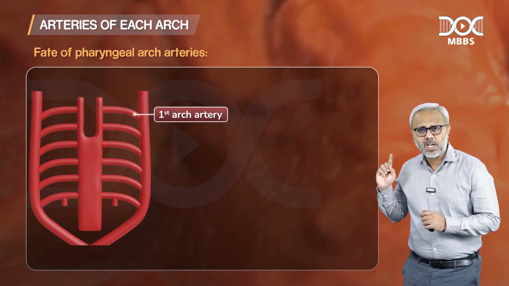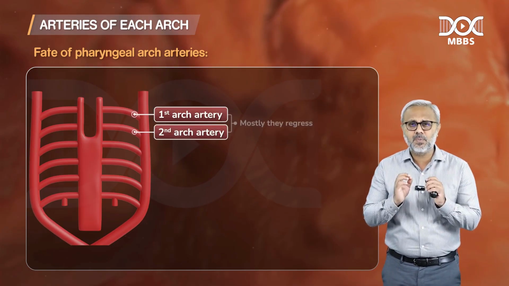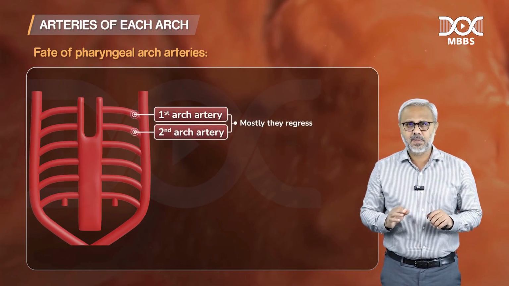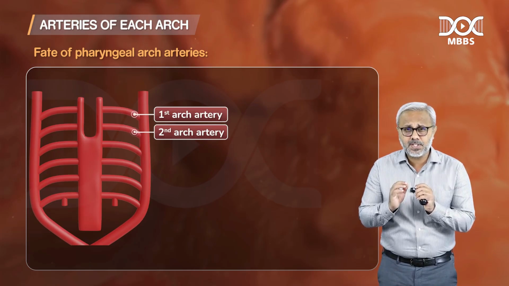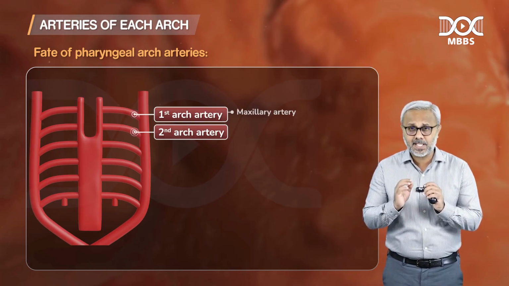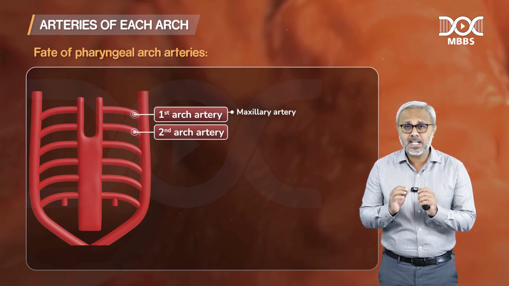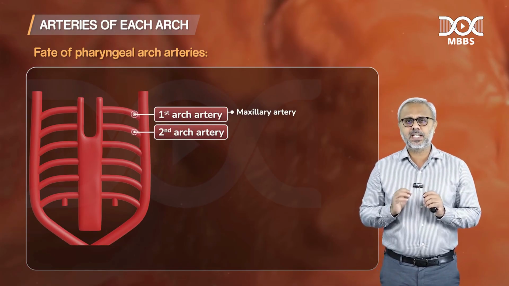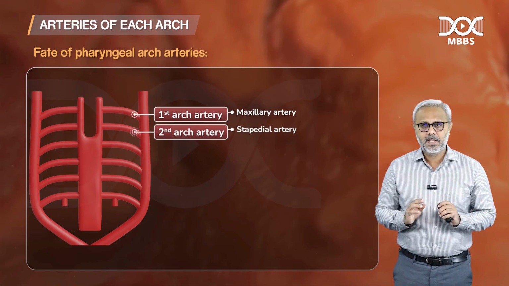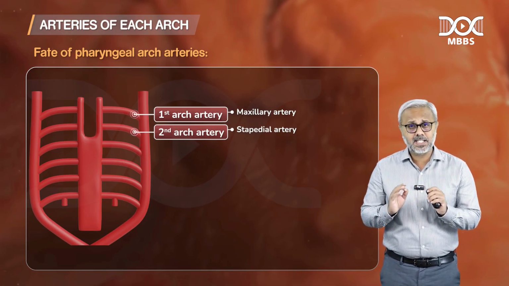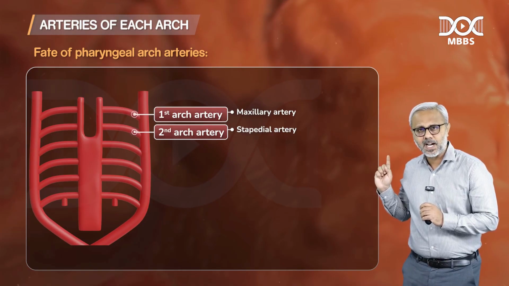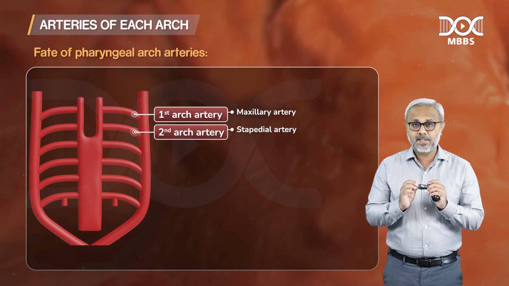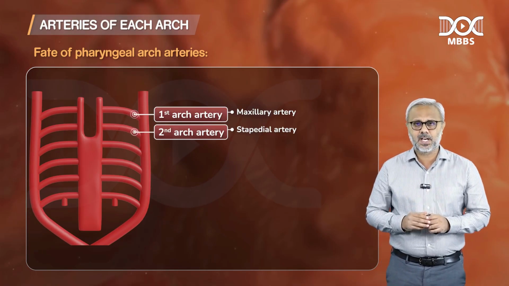The first pharyngeal artery and second pharyngeal artery, most of it will regress. Only part of it will persist. The persistent first arch artery will give rise to maxillary artery. The persistent second pharyngeal arch artery gives rise to stapedial artery. Remember, majority of the arteries disappear, leaving out only a small component which is seen as maxillary artery and stapedial artery respectively in the first and the second pharyngeal arch.